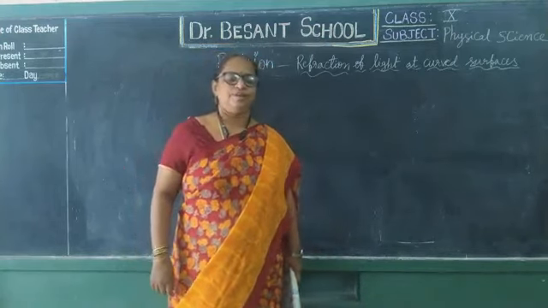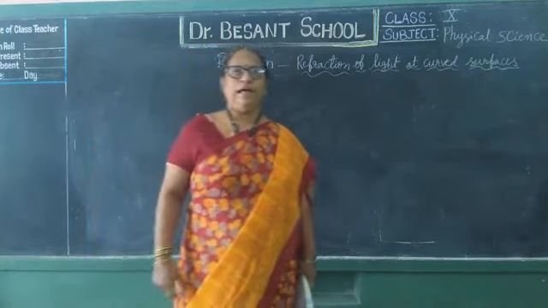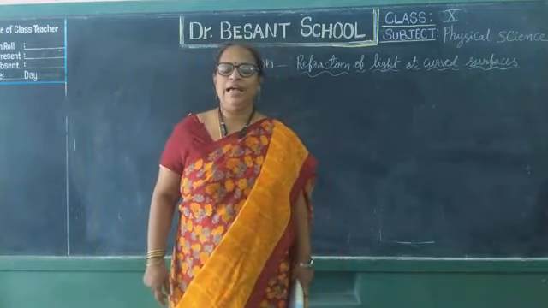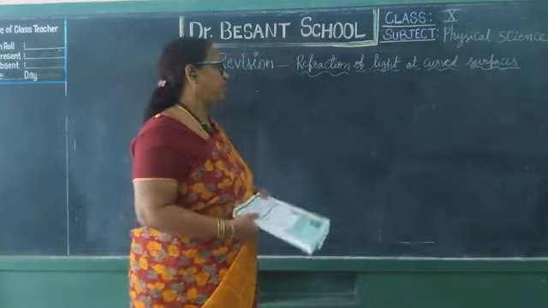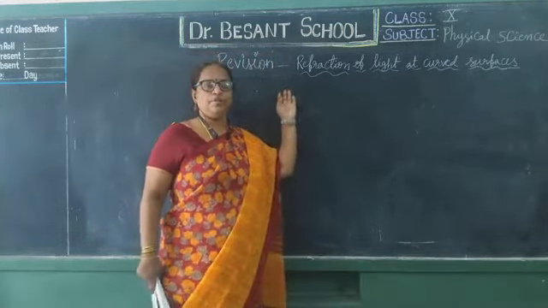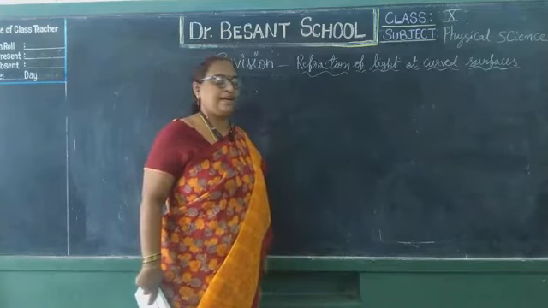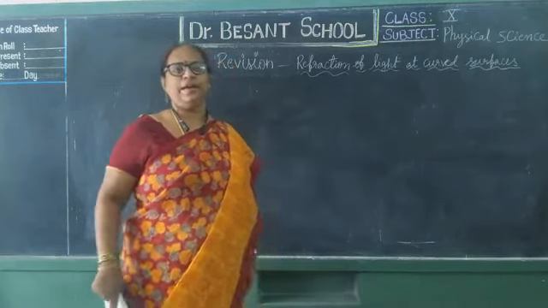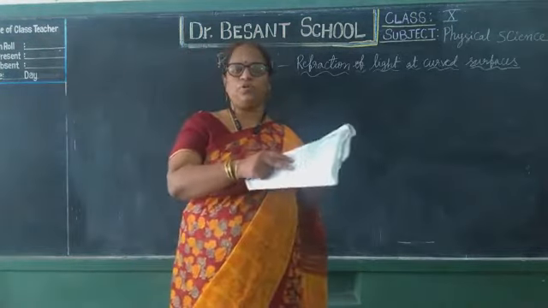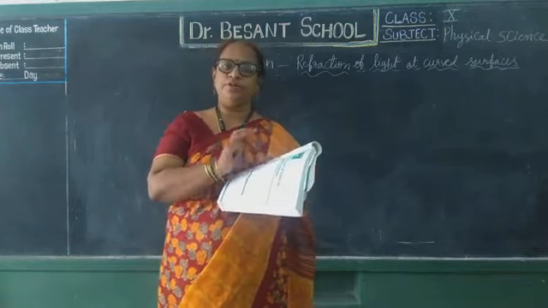So in the previous two videos, we have done the revision on two chapters, acids, bases and salts, and refraction of light at plane surfaces. Now, in this video, we are going to do the revision of refraction of light at curved surfaces. I will explain just a brief summary. It's your responsibility to go through the entire textbook and workbook and prepare everything.